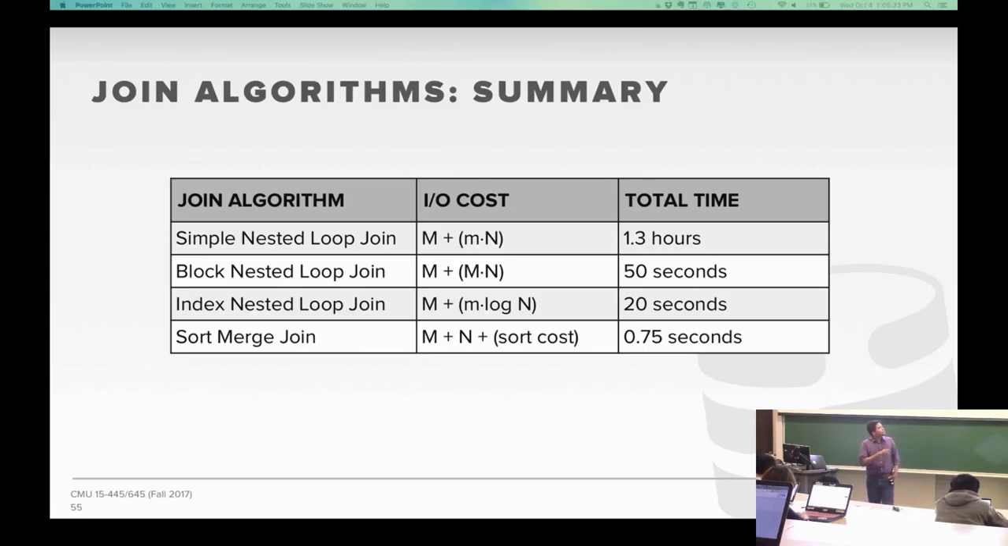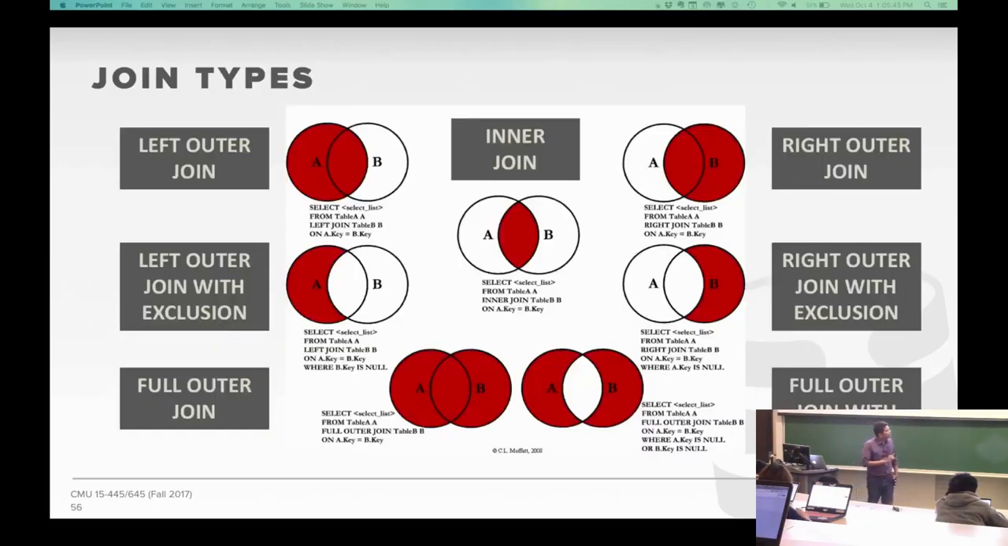Cool. So this summarizes all the different join algorithms that we covered in this lecture. I will quickly move on to a very different idea. This is not related to join algorithms. This is related to join types.